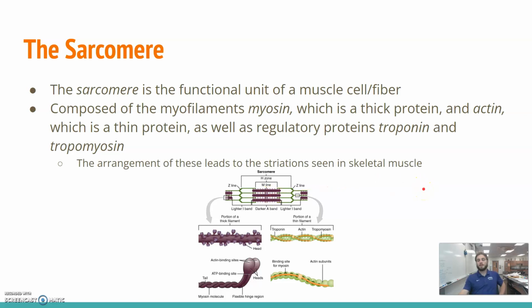The arrangement of myosin and actin, the thick and thin protein, is what gives striations in skeletal muscle. So the thick protein myosin is going to create a very dark band. Not a lot of light can pass through areas where myosin is, but actin, as a thin protein, is going to be a very light colored band. And so what you'll see, striations, that stripiness, is alternating dark and light bands traveling all the way through that skeletal muscle fiber.